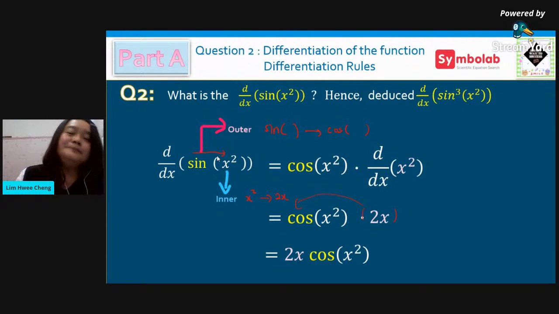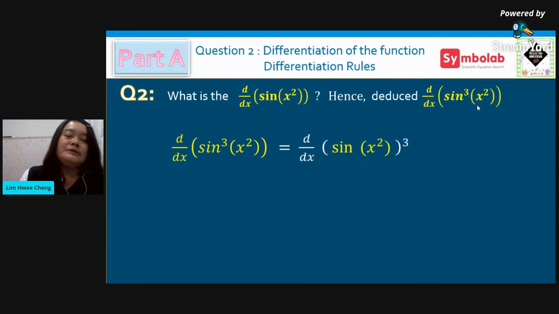Okay, then you see, if I want to proceed, that's why they say "hence" (seterusnya): reduce the differential of the sine power of 3, sine cube x square. So how are we going to do this? Okay, class, you see this?